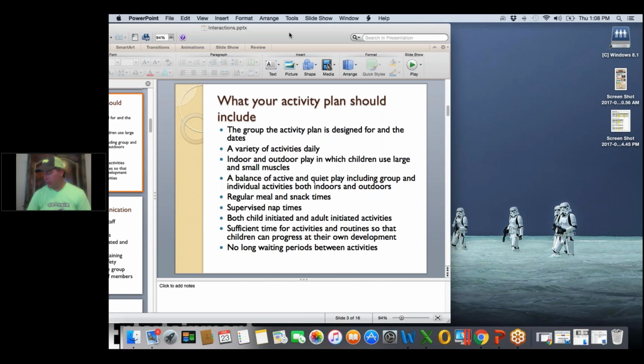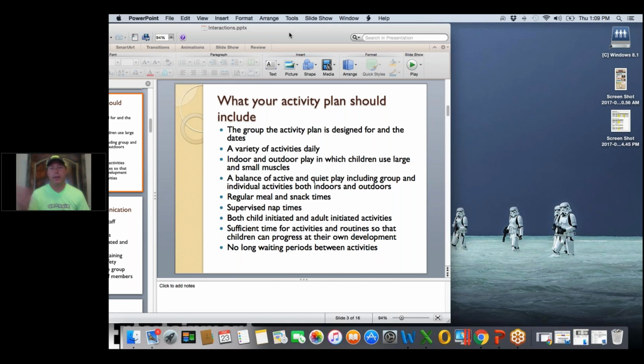Really quickly, I also just threw on here what your activity plan should include according to child care licensing. Now, I call it in my world a lesson plan. They call it activity plan. But again, when we're focusing on the communication in the classroom, being aware of what is scheduled, being aware of what is planned is really important.